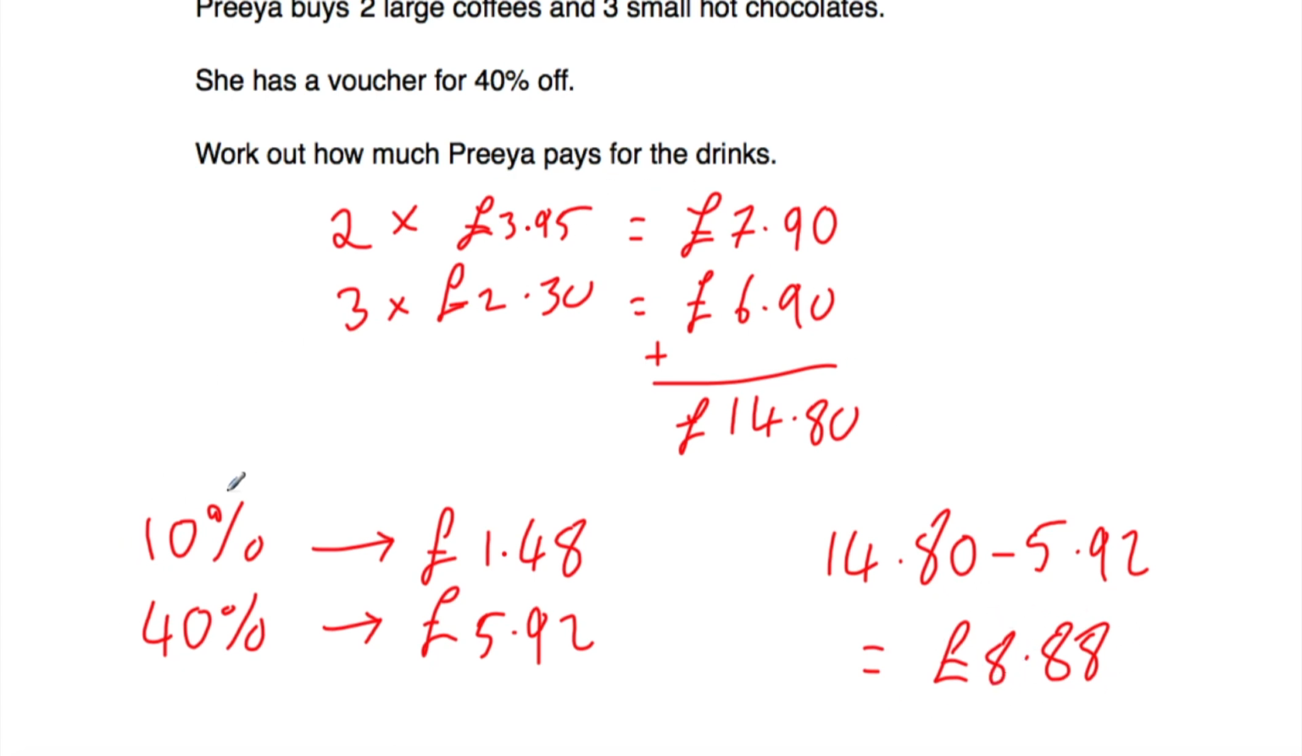Now, one thing I just want to mention is in this question, I found 10% by dividing by 10 and then multiplying that by 4 to get 40%, and that's totally fine. To get 40%, we could have also just taken the £14.80 and divided it by 100, to get 1%, and then times by 40, and again you would have got £5.92. Alternatively, you could just multiply this by 0.4. That's called a multiplier. And if you multiply something by 0.4, you will get what 40% of it is. And again, that'll be £5.92. And then whenever you take them away, you get £8.88.